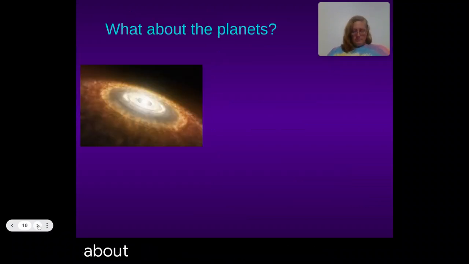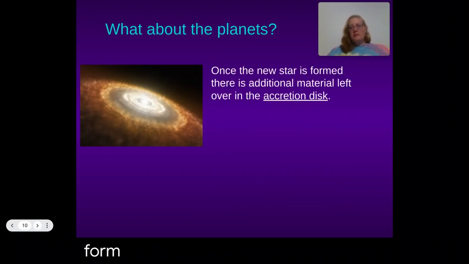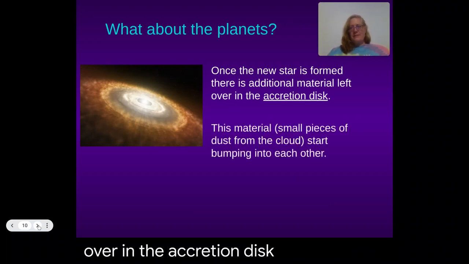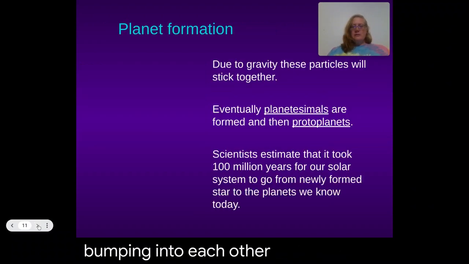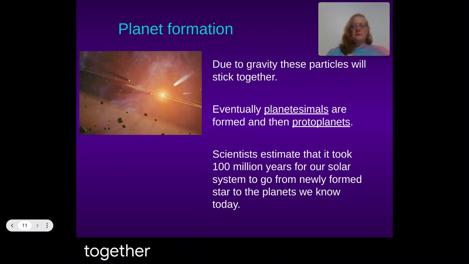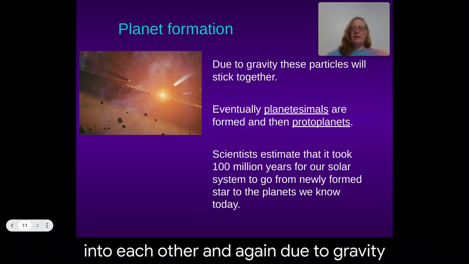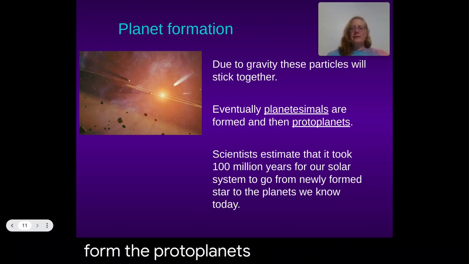Okay, so what about planet formation? Once new stars form, there's additional material left over in the accretion disk. This material is the dust and the leftover stuff from the star formation. They start bumping into each other. Because of gravity, these particles will stick together and they form the planetesimals. Planetesimals will run into each other. And again, due to gravity, they're going to stick together and form the protoplanets.